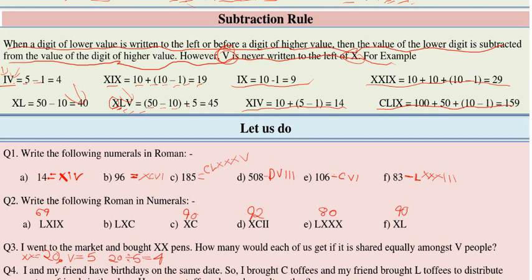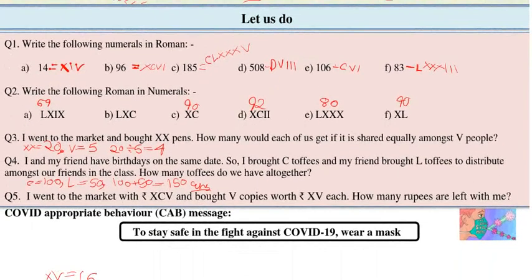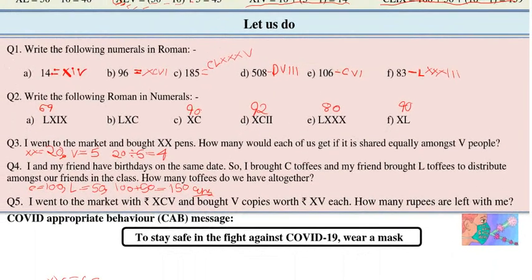Okay. Now let us do some questions here. So let's start to solve each of these questions one by one. Write the following numerals in Roman. Okay, so we have numerals. First is 14. So 14 will be written as XIV, and why?